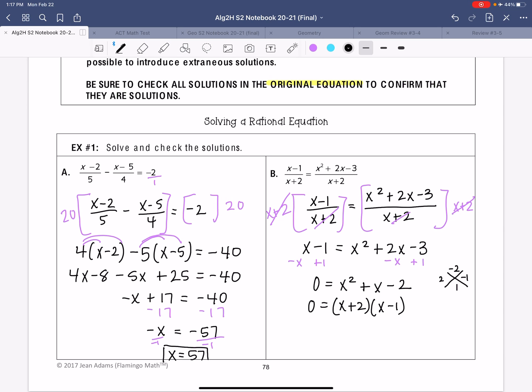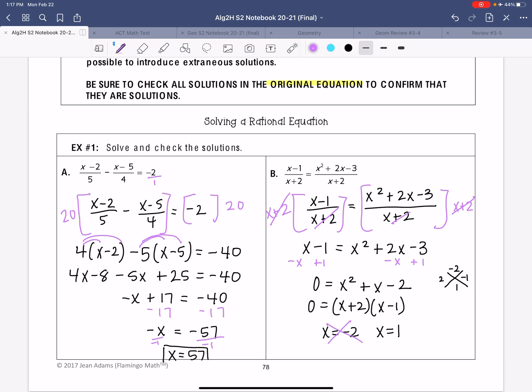Solve it, set them both equal to 0, so I'm going to get x equals negative 2, x equals positive 1. Okay, this is where we need to double check. Do they actually both work? Checking the negative 2. Negative 2 is not going to work because if I put a negative 2 in these original ones, I'm going to get 0 as denominators. And that is not good. It doesn't work. So negative 2 is extraneous.